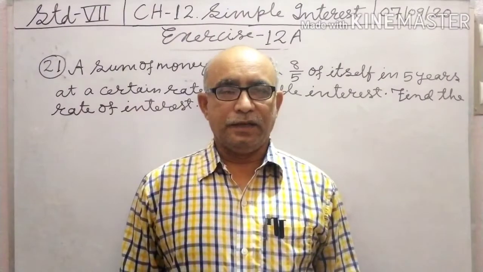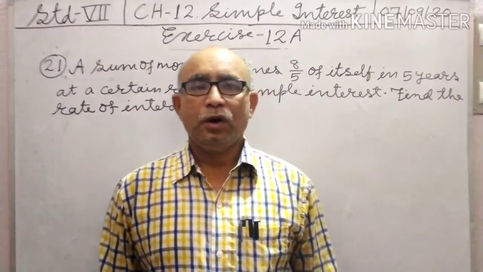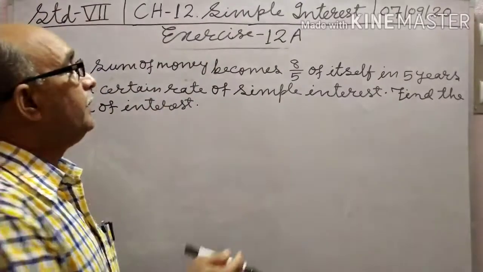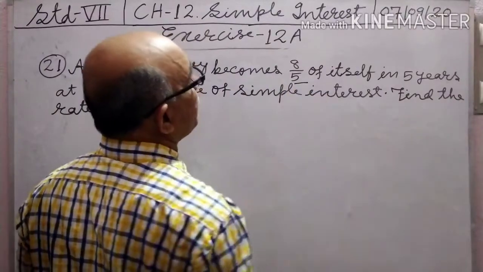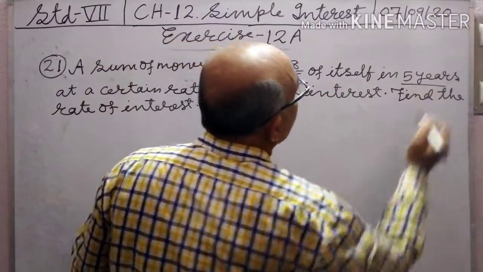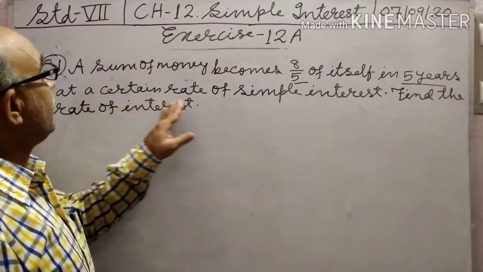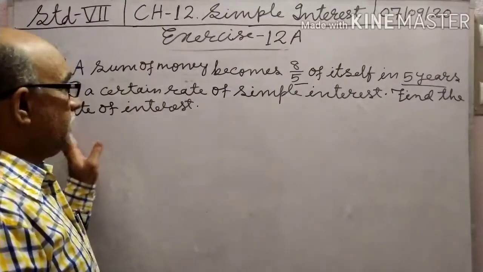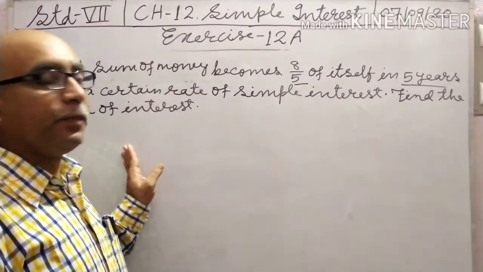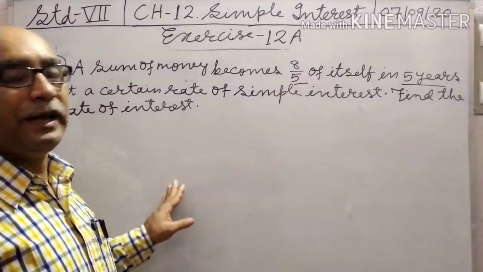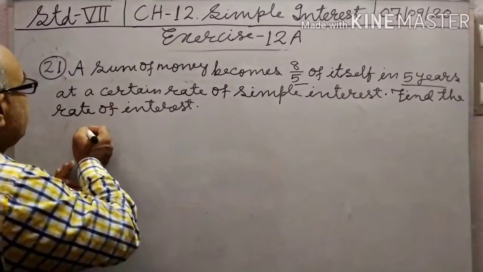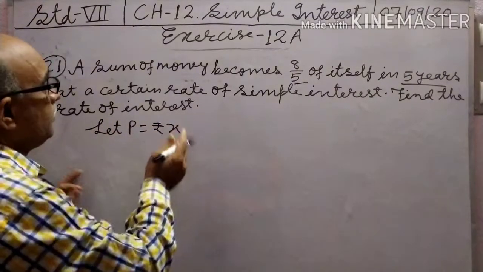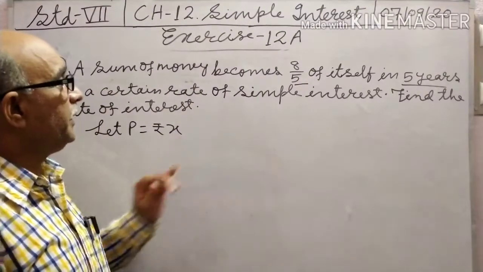Understand? Next, and today it is the last question, question number 21. A sum of money becomes 8 by 5 of itself in 5 years at a certain rate of simple interest. Find the rate of interest. Students, we have to find here rate of interest R, and time is 5 years, given. Let principal P equal to rupees x.